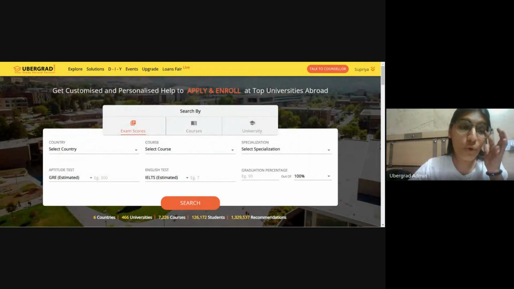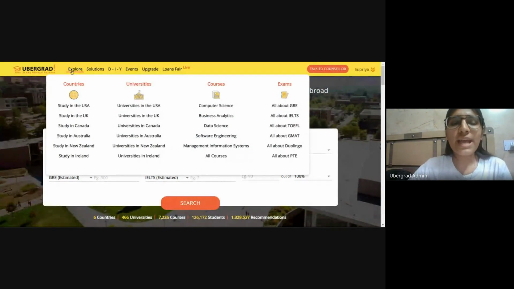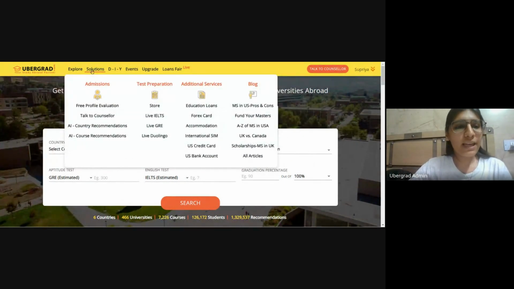Just go on ubergrad.com, and over there you can explore a lot of things available on the website: a lot of information on the countries, the various universities, the courses, and the examinations. You can scroll and explore the website and make choices according to your preferences. Then we have the free profile evaluation and talk to a counselor support option. Then we have the preparation store, that is live IELTS, live GRE, and live Duolingo classes. We have additional services as well, and blogs are uploaded on a daily basis, which you can check out on the website.